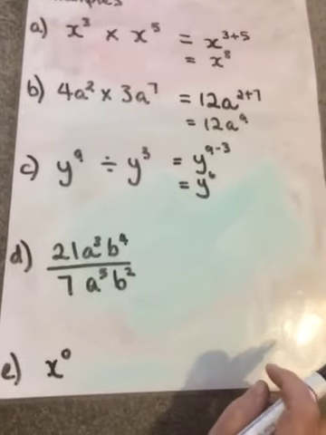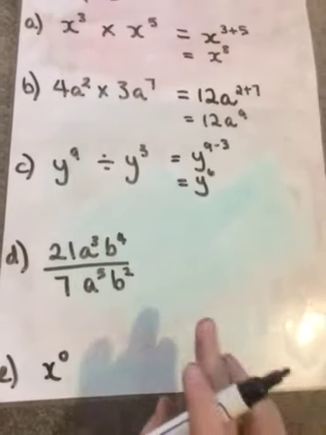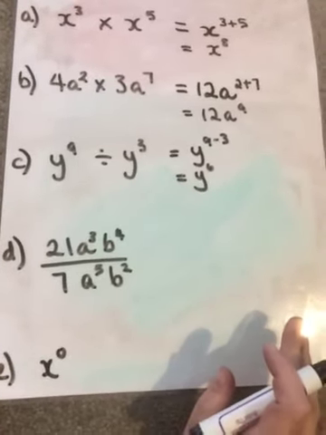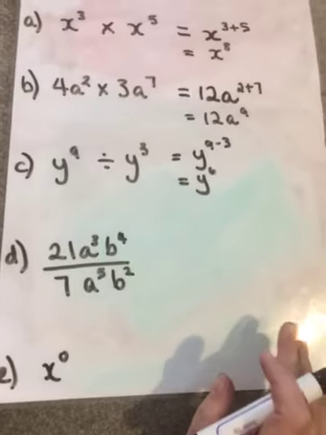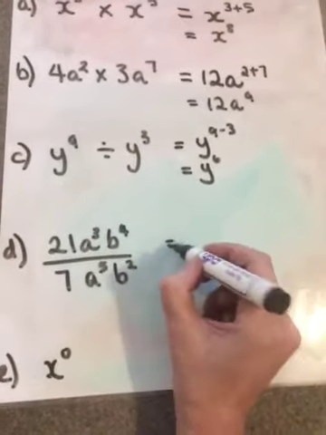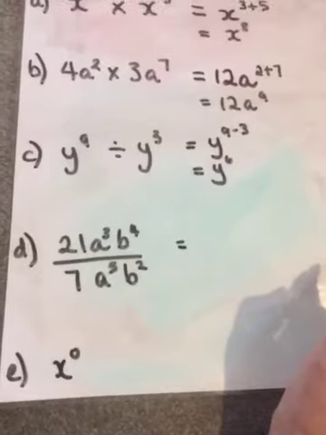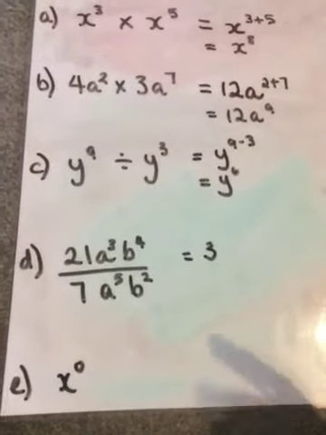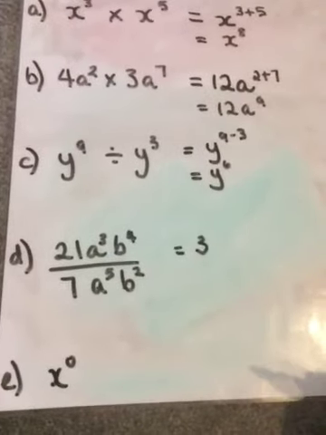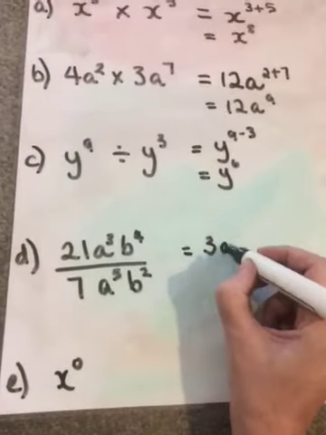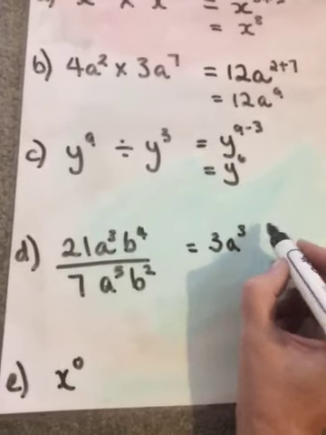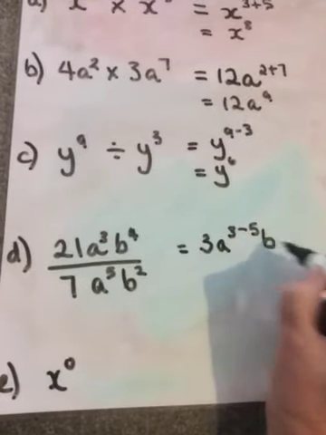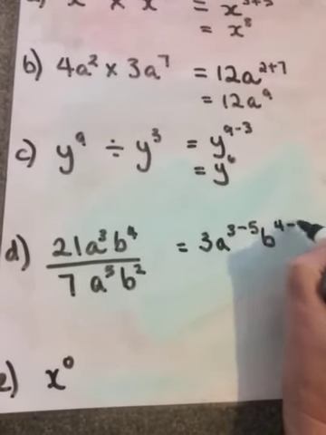Now you can see in the next example we have multiple letters and we have numbers as well. So we're going to take things one step at a time. So the first thing we're going to do is we're going to say 21 over 7 is 3. 21 divided by 7, and we just do a traditional dividing. The next one we've got a to the 3, and then we're going to take away 5. And then we have b to the 4, take away 2.